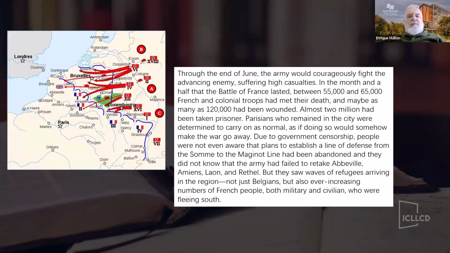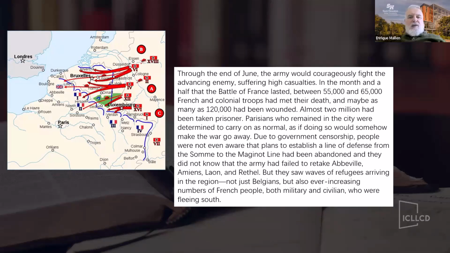Through the end of June, the army would courageously fight the advancing enemy, suffering high casualties. In the month and a half that the Battle of France lasted, between 55,000 and 65,000 French and colonial troops had met their death, and maybe as many as 120,000 had been wounded. Almost 2 million had been taken prisoner.